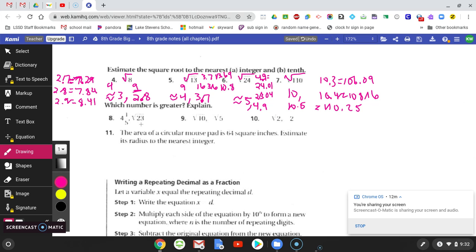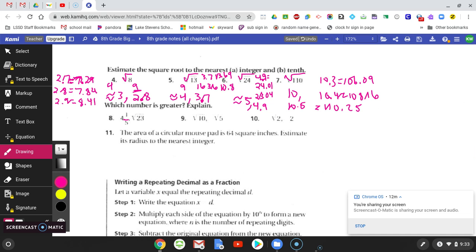Now we need to know which number is greater, so being able to compare them. So we have 4 and 1/5, and we have the square root of 23. So without even using our calculator, I know that square root of 23 is going to be pretty close to the square root of 25, which is our perfect square. So it's going to be pretty close to 5. Let's figure out approximately how close to 5.